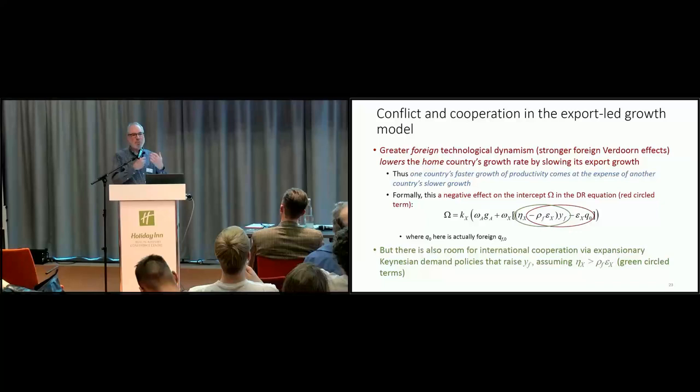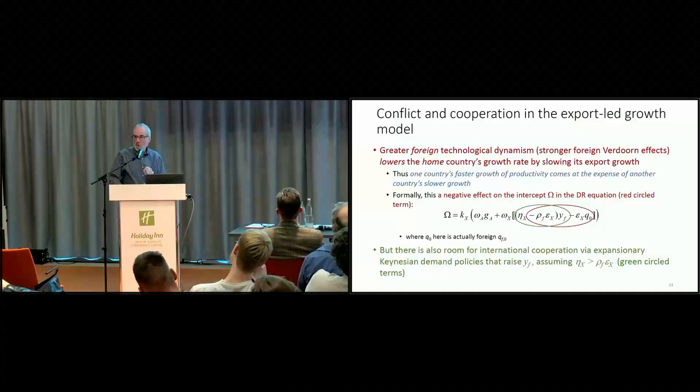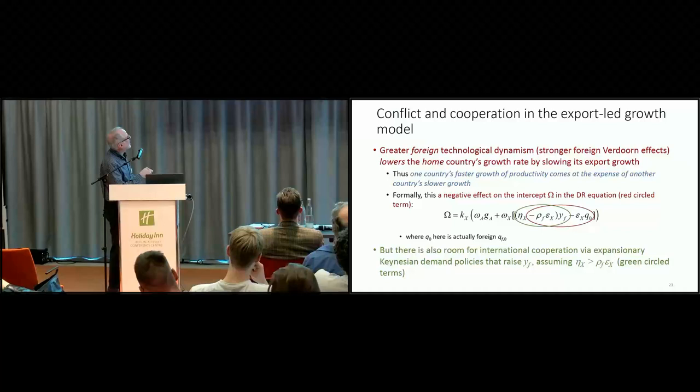The room for cooperation is found by circling the two terms in green, which are the income elasticity of export demand minus that term for the foreign Verdoorn coefficient times the price elasticity of exports times foreign export growth. So these are the two places where the foreign country's actions could have a positive effect on the home country, considered together, particularly if the foreign country adopts expansionary demand policies that would raise YF.